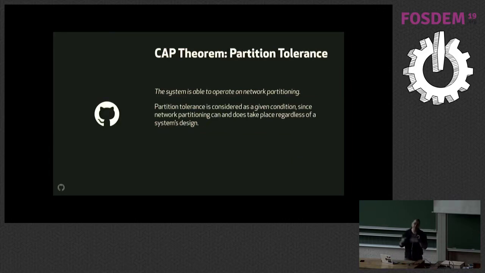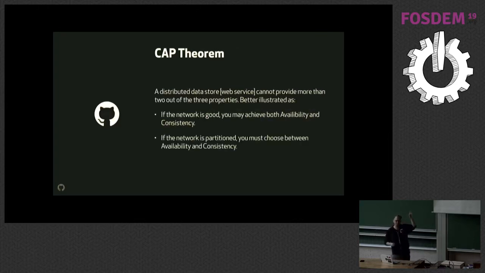Partition tolerance means basically what it is, that the system can operate with network failures. And I will rephrase the entire CAP theorem. Instead of doing the 2 out of 3, I'll define it in this way. So if the network is good, you can achieve both consistency and availability, no problem. If the network is bad, then you might need to choose between availability and consistency. That's what the theorem says.